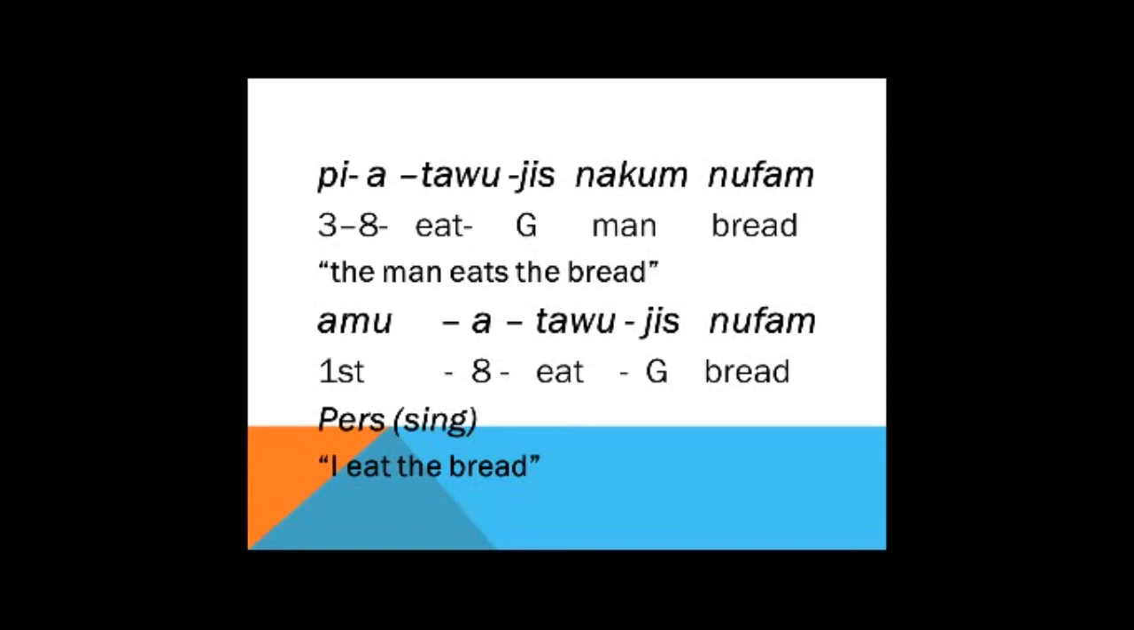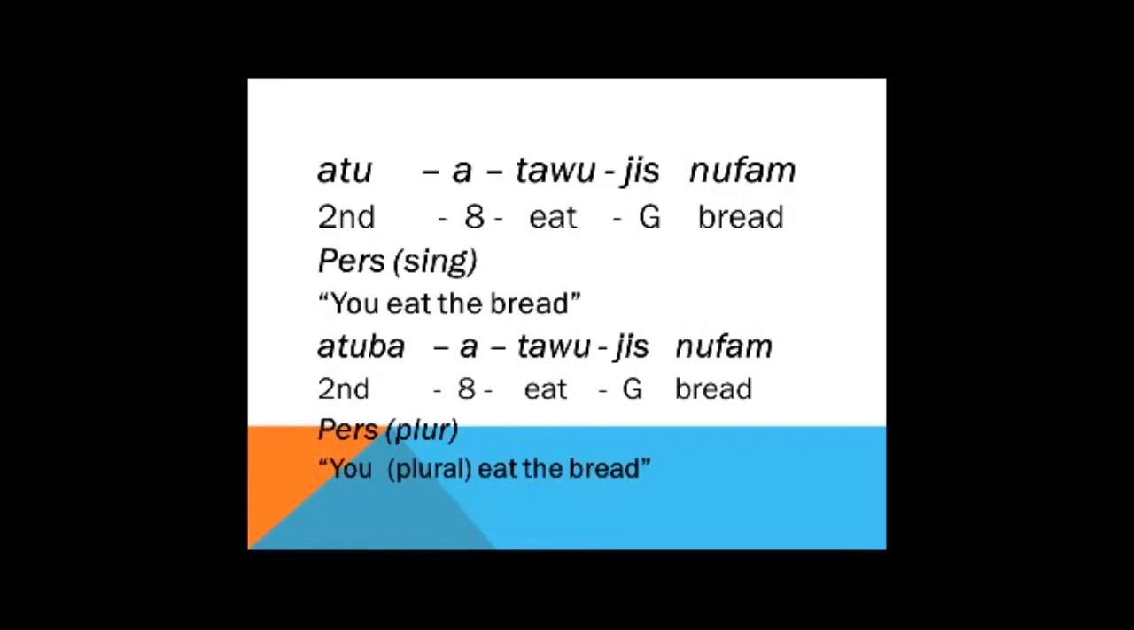And we've got a sentence meaning I eat the bread. So we've got amu wa tawu yisnu fam. So now we've substituted in a few other sentences with a different personal pronoun prefix reflecting a different person who is actually doing the eating of the bread.